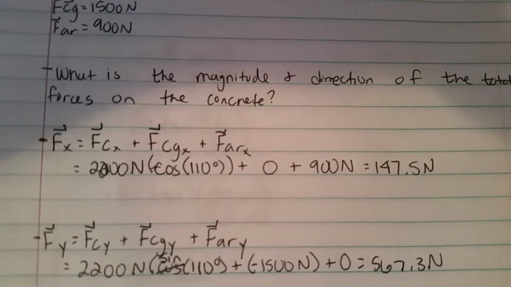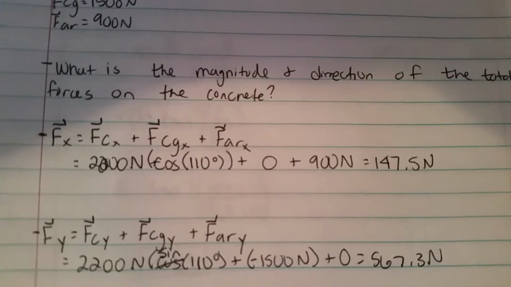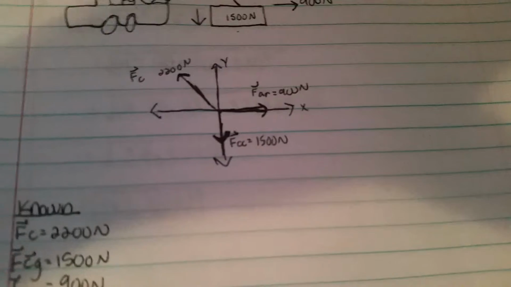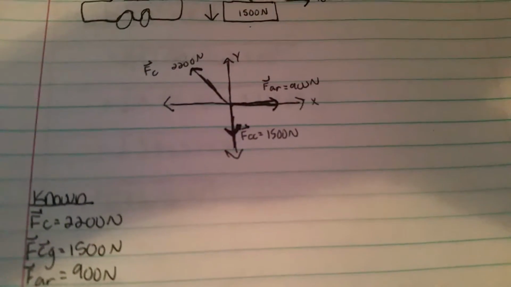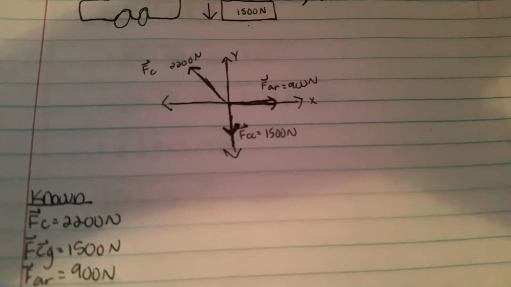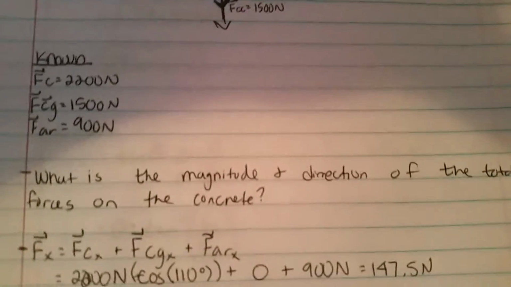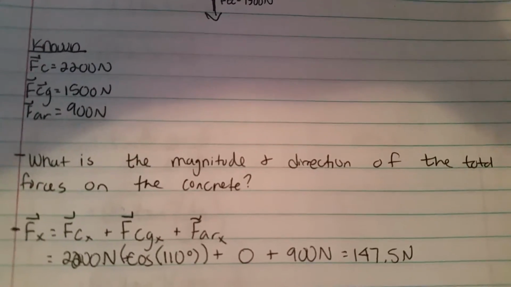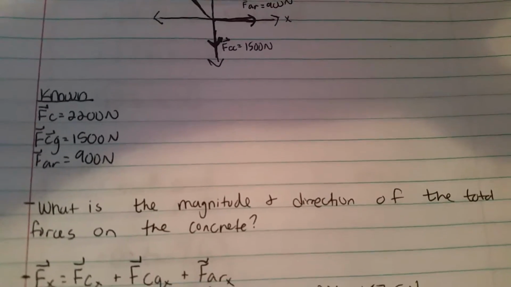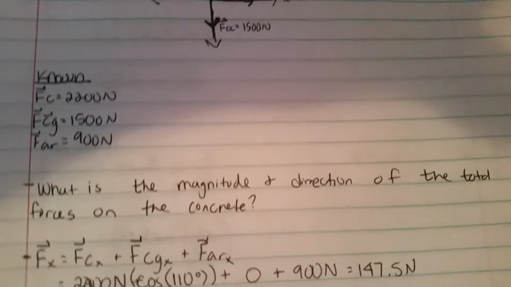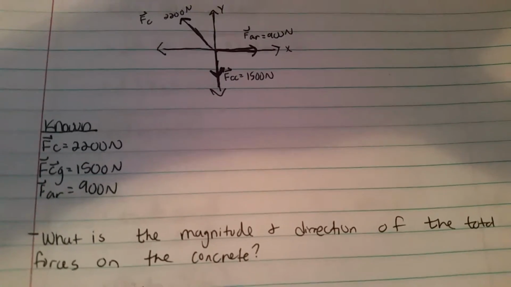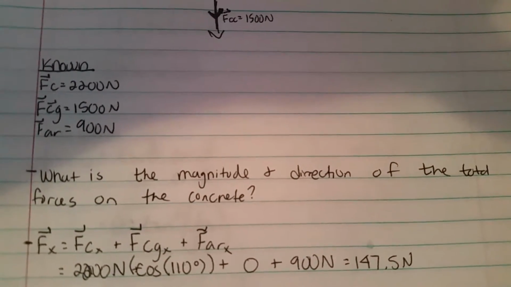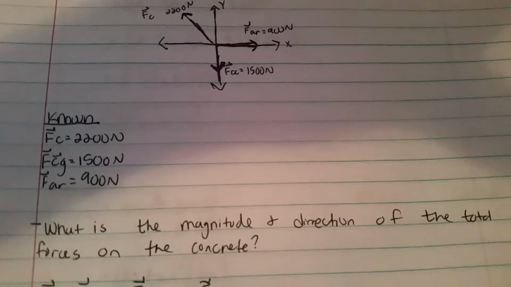You're probably asking why I use 110. Being that the angle is pulling up to the left, the angle is actually in quadrant 2, so I've added the reference angle, which is 90 degrees, to the 20 degrees, which gives me 110. And then I added 0 because there's no gravity on the object in the x direction, because gravity is pulling down in the y direction. And then I've added the 900 newtons to the right. That can be added to the x components because it's going to the right, and that's on the x axis.